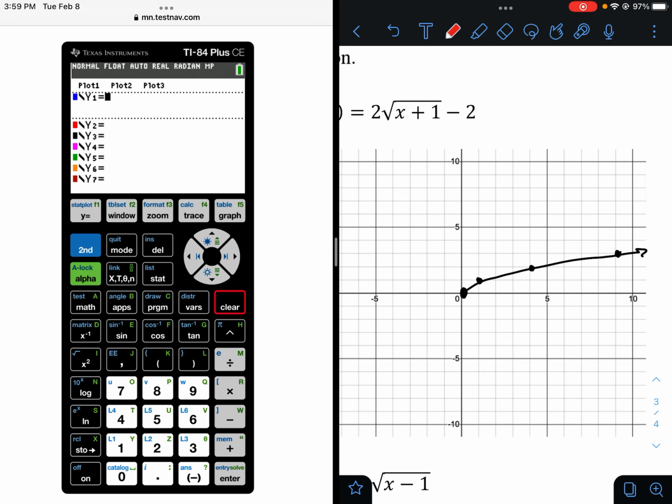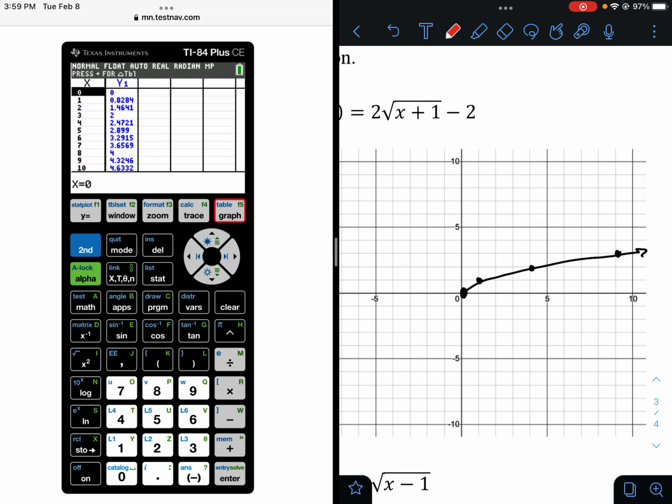So this is again an opportunity where you could just plug it in your calculator. So 2 times the square root of x plus 1, and then minus 2 on the outside. And now I can see that's what it should look like. It looks like it's going maybe left 1, down 2 or something like that. But let's look at the table of values just to make sure.